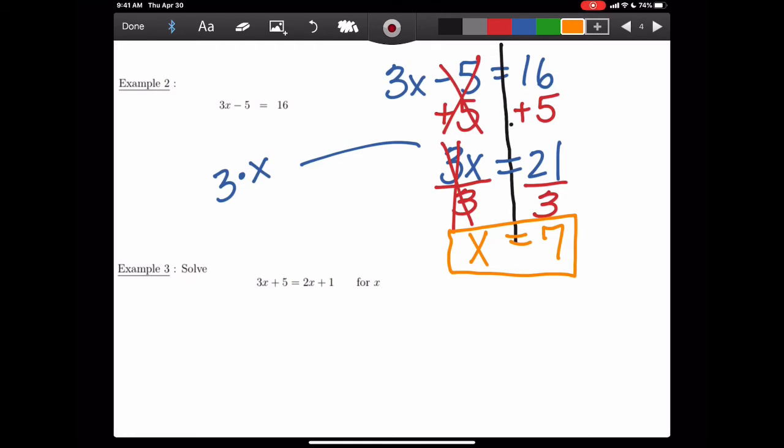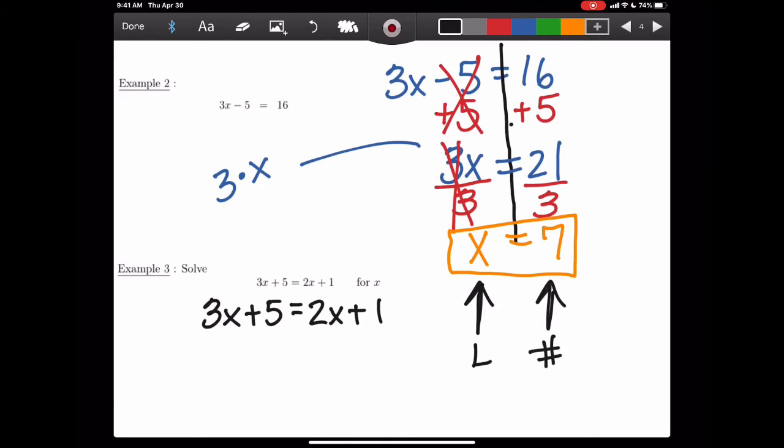Okay, let's look at this one down here at the bottom. You've got a lot going on down here. 3x plus 5 equals 2x plus 1. It's usually ideal to put your variables on the left-hand side and your numbers on the right. You don't always have to do that, but I just like to keep it that way. So when looking at this problem, I should try to get my variables on this side and my numbers on this side.